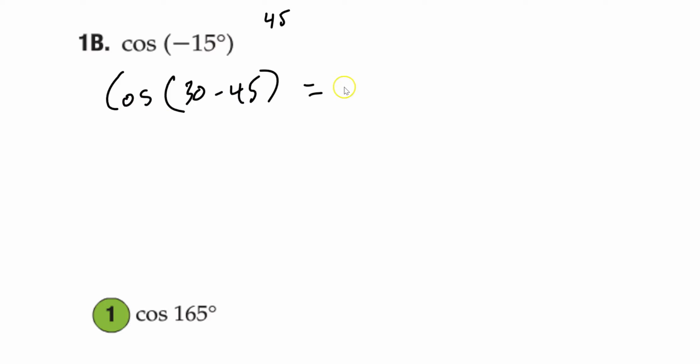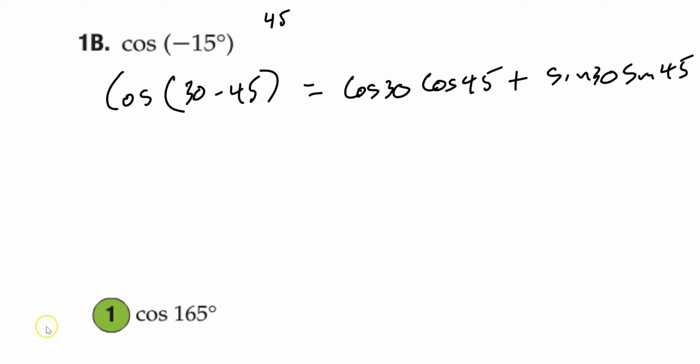The cosine formula is cosine of the first one, cosine of the second one, switch the operation, and then do sine. And right, again, third trick. Oh, cosine of 45, we know what that is. Rad 2 over 2. Sine of 45, we know what that is.